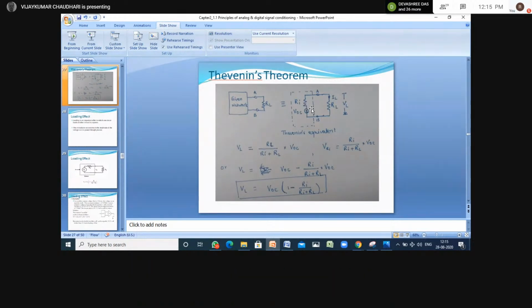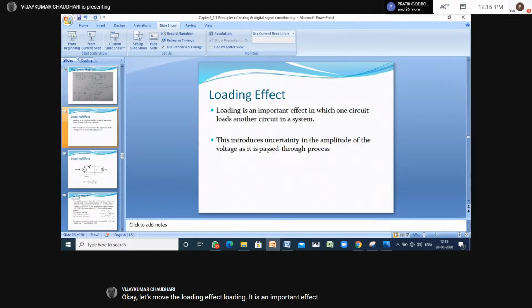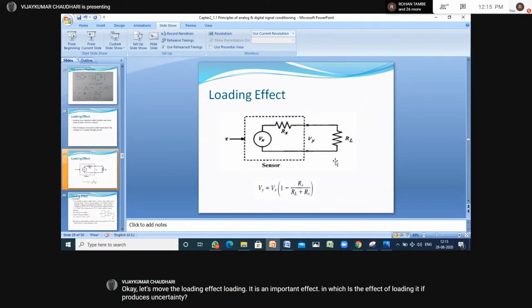No, because the drop across Ri will depend upon the current through it, and the current depends upon RL, right? So as the current changes, the drop changes and the output voltage also changes, so it becomes unpredictable. VL becomes unpredictable. So that is what it means: it introduces uncertainty in the amplitude of voltage as it passes through the process. Here again the same is explained.